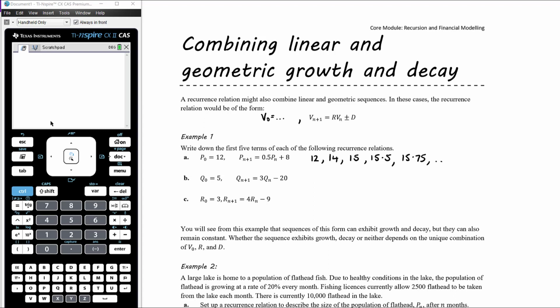Okay, so there's the first 5 terms. You can also get your CAS to recur it. So 12, press enter to confirm that, and then multiply by 0.5, add 8. Next term is 14, 15, 15.5, 15.75.